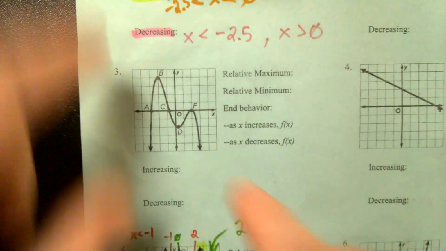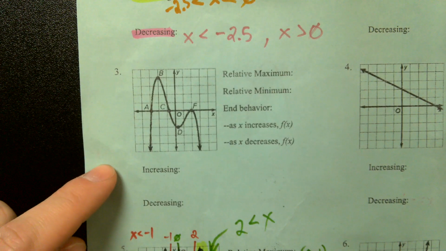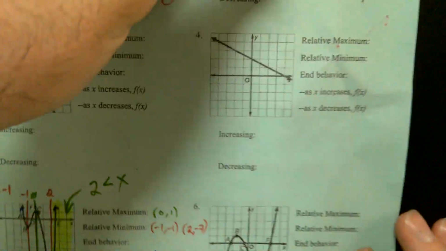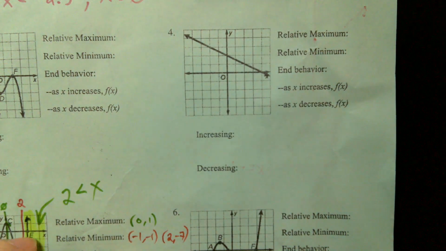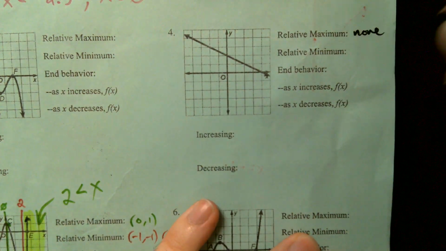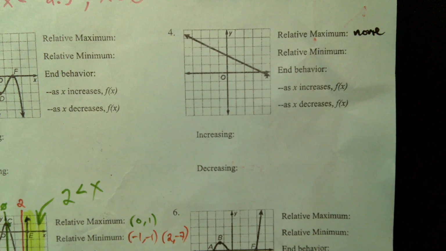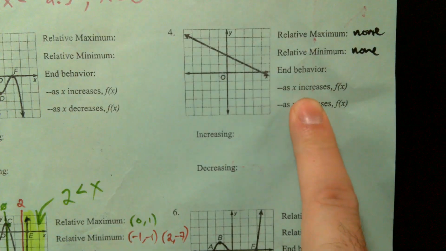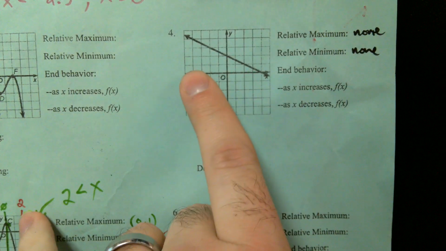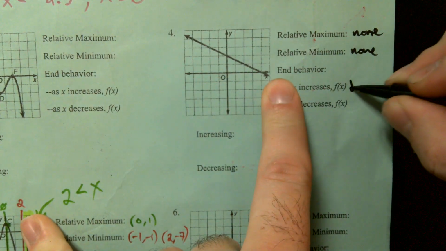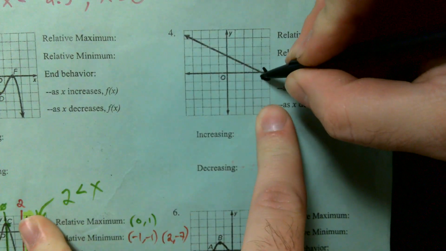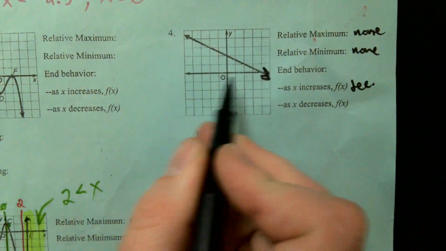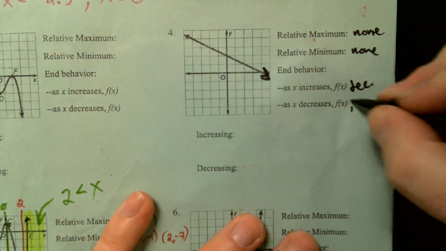My mins and maxes are anytime I have a bump, whether it's a round bump or a sharp bump, I'm looking for bumps. There are no bumps here. So for relative maximum, I'm going to put none. What should I put for relative minimum though? Also none. End behavior, we treat it just the same. As x increases, what happens to my f of x? Decreases, thank you. Because this right arrow is going down. But as x decreases, as I go further on the left side of my x-axis, what happens to my function there? Increases.